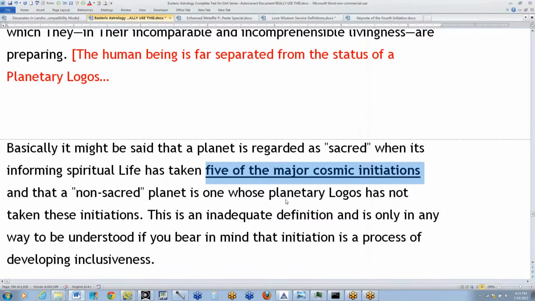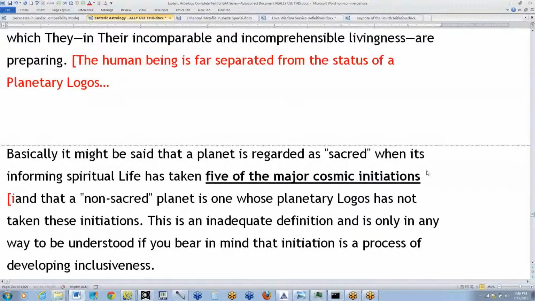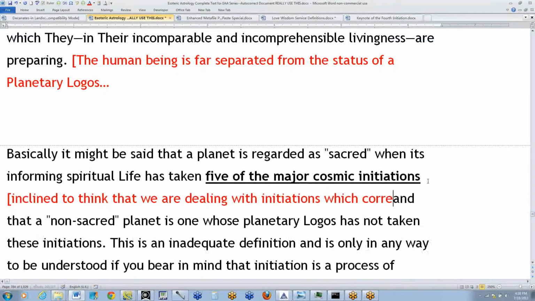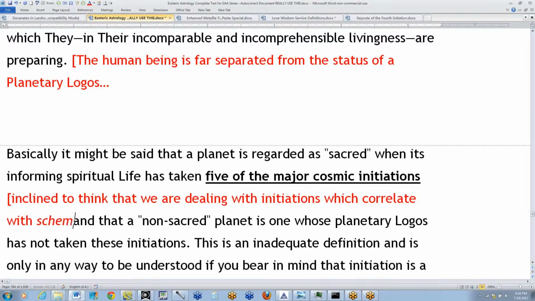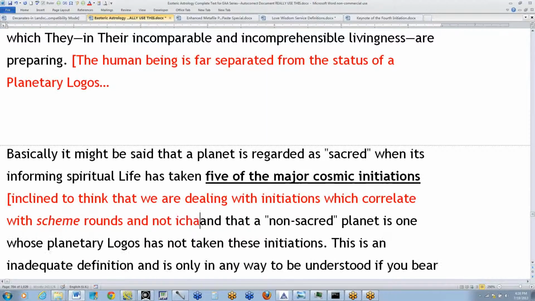The non-sacred planet is one whose planetary logos has not taken 5 of the major cosmic initiations. When he uses a word like major, it's even stronger than what we find on 384. Because on 384 we hear the word initiations in relation to planet, we hear the word cosmic initiations in relation to planet, and here we find major cosmic initiations. I'm inclined to think that we are dealing with initiations which correlate with scheme rounds and not chain rounds.